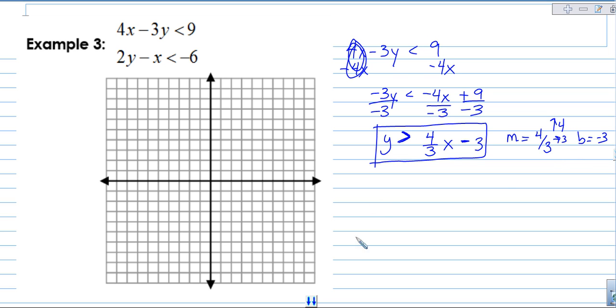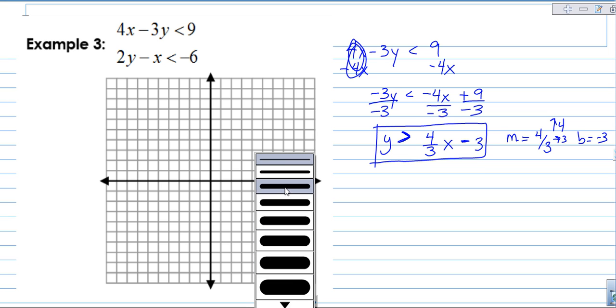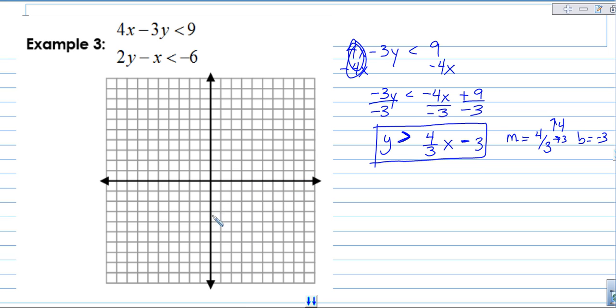Okay? And so I'm going to go ahead and make this graph. So I'm going to start down here at negative 3. And then we're going to go up 4, 1, 2, 3, 4, 1, 2, 3. Make sure you start from the point you made. Don't try to start from 0. Okay? And then we're going to go 1, 2, 3, 4, 1, 2, 3.